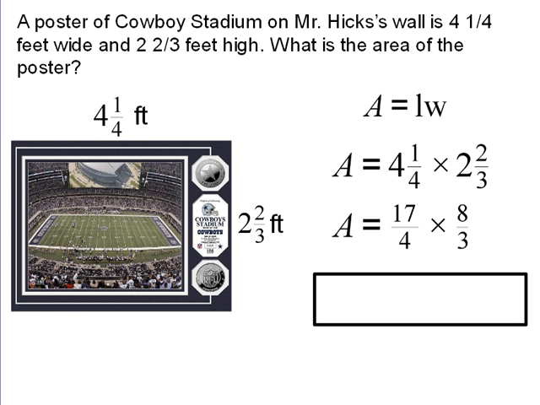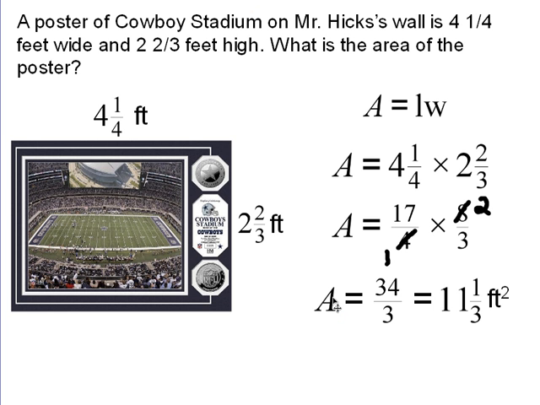Now what we can do is we can go through and cross cancel to make our multiplication a little bit easier. 8 and 4 can be divided both by 4. 4 divided by 4 is 1. 8 divided by 4 is 2. Now we're going to multiply 17 times 2 and 1 times 3. This is going to give us 34 over 3, which changes to 11 1/3 square feet. Sixth grade, this is what you were going to do a lot of here in a little bit.